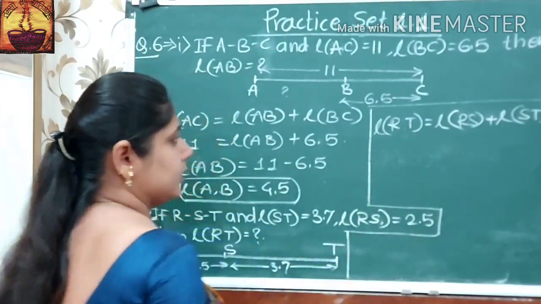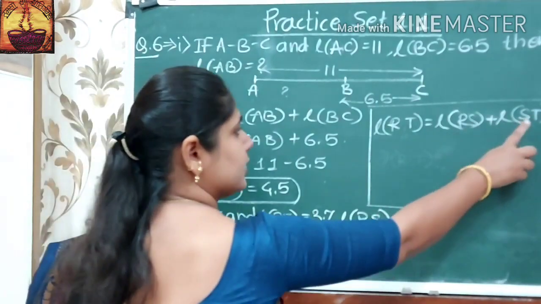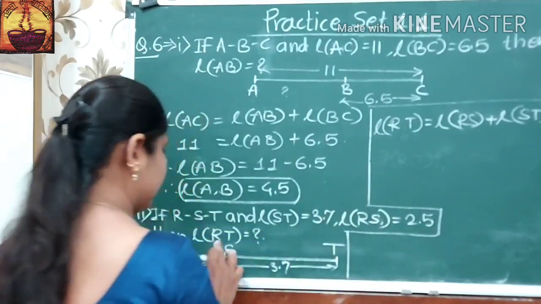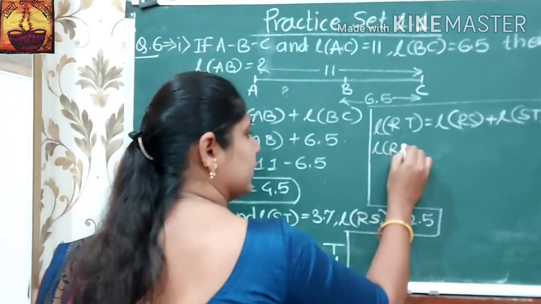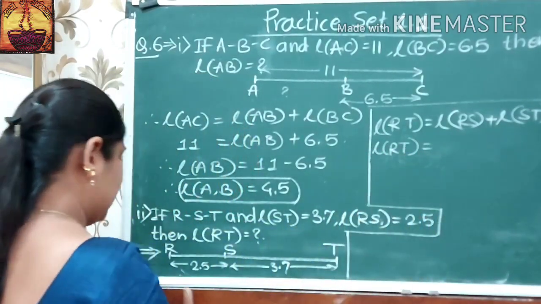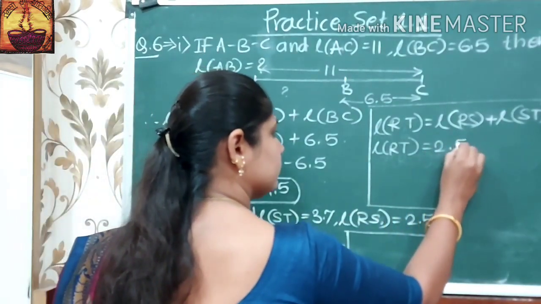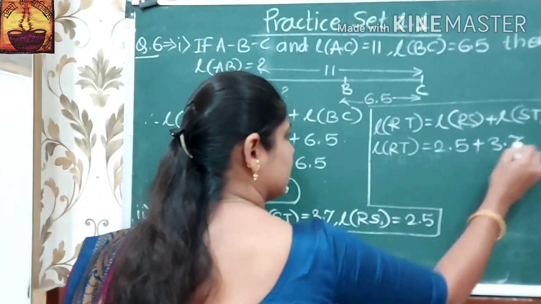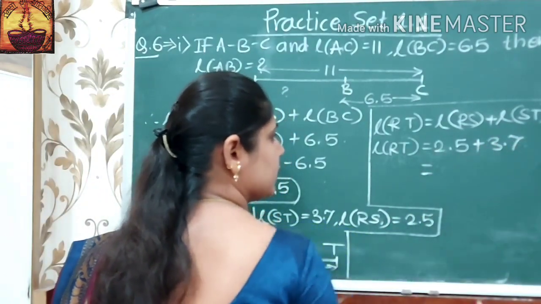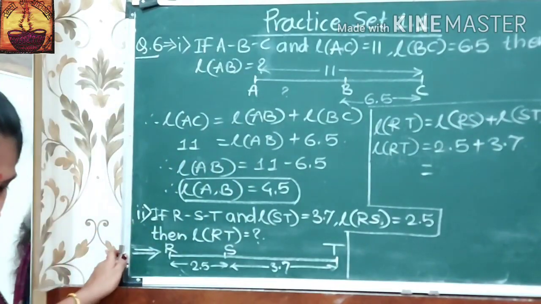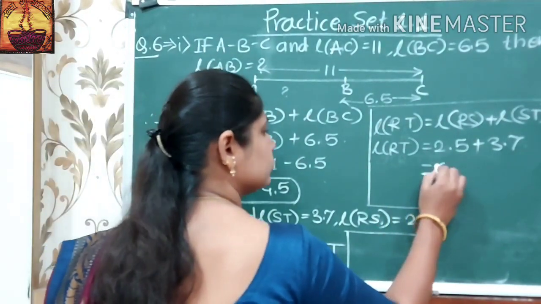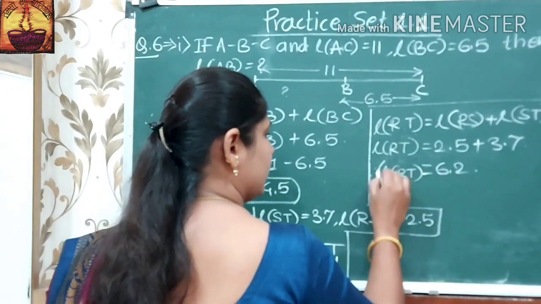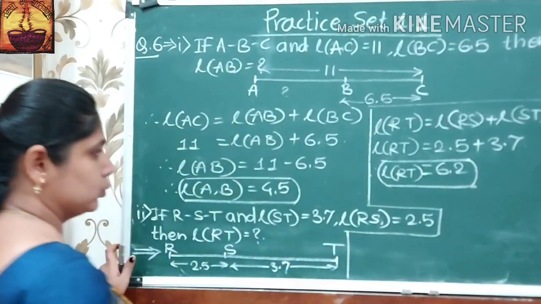Therefore, we write length RT is equal to length RS plus length ST. We have to find length RT, so we write length RT. RS is 2.5 and length ST is 3.7. 2.5 plus 3.7 is 6.2. Therefore, length RT is equal to 6.2.